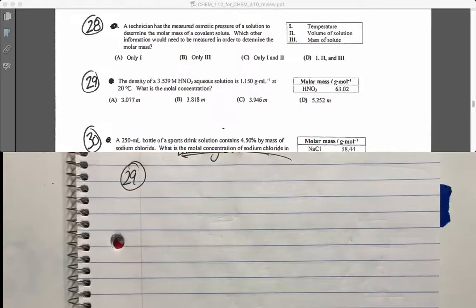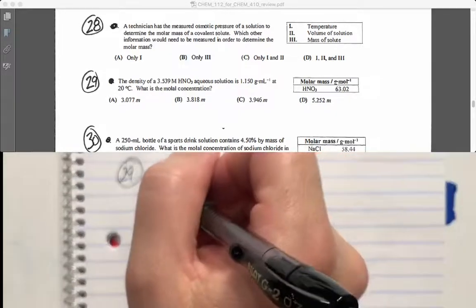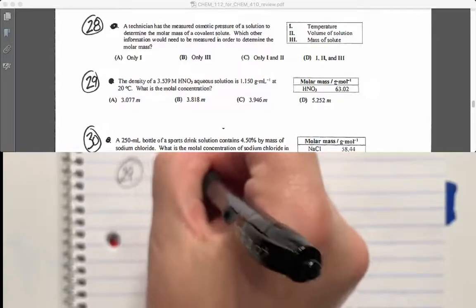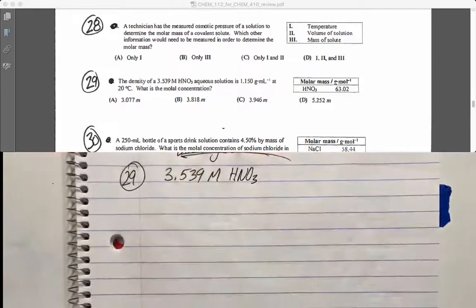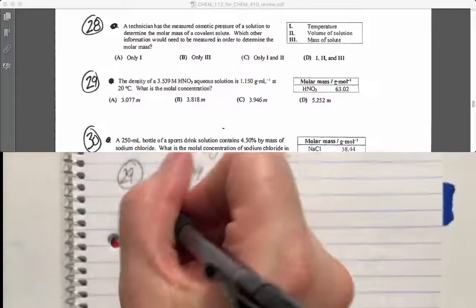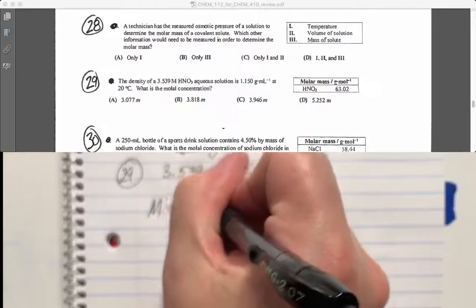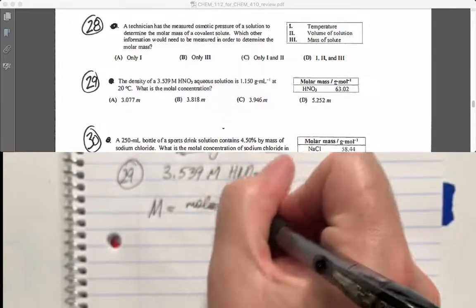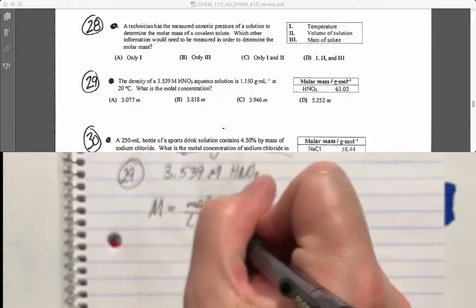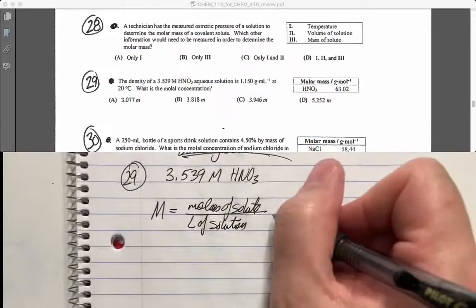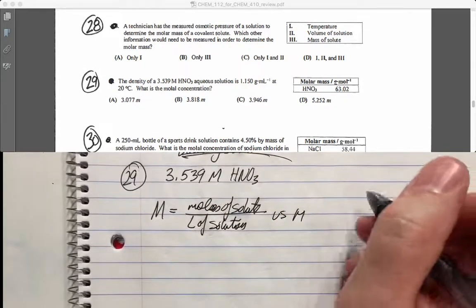All right, number 29. This is a real common type of problem to see from Gen Chem 2, which is a change of one concentration to another. So they've given you 3.539 molar HNO3, and they've asked you to convert that into a molal concentration. So the big M, capital M, is moles of solute, in this case HNO3, per liter of solution, versus little m, which is molality.